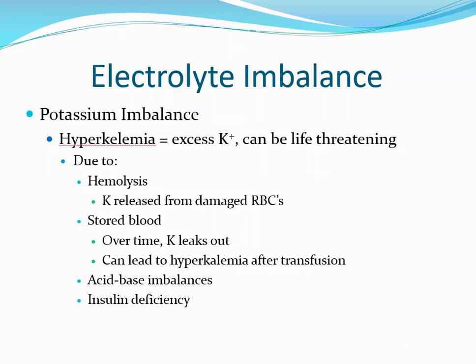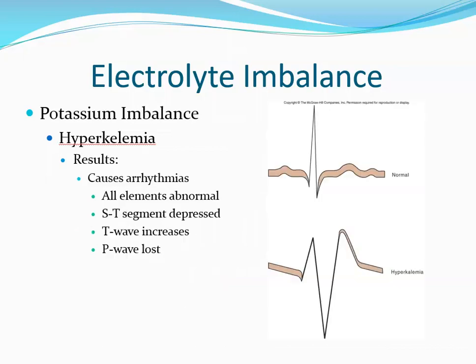Acid-base imbalances can result in hyperkalemia. We'll see how this happens in just a moment, and insulin deficiency. The main result that we see of hyperkalemia is in an ECG. It will result in arrhythmias. All elements of the ECG are abnormal. The ST segment will be depressed, the T wave is increased, and the P wave is lost.